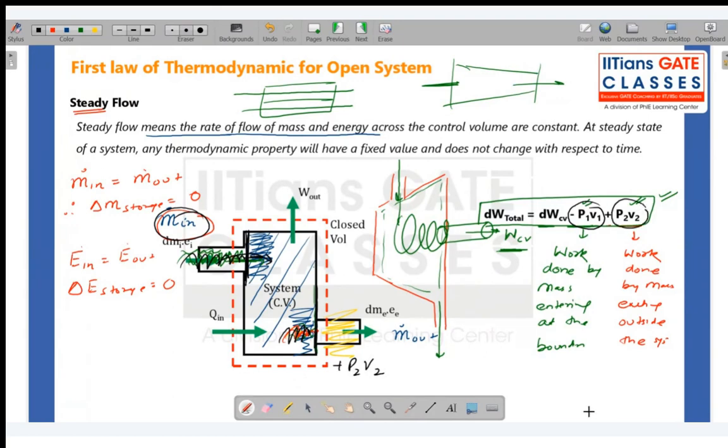Now, there could be a different kind of work depending on your system. So for example, you have a turbine. This is minus P1V1. This is plus P2V2. But something else is also happening. This fluid is rotating your shaft. The shaft work you are also getting. So control volume work, it is called, is happening due to the mass inside the system, and it is crossing the boundary, of course. That is called control volume work. If it is a compressor, then it will be minus dW. If it is a nozzle, then dW control volume will be zero because only mass is coming in, mass is going out. That's all. Heat exchanger: mass is coming in, mass is going out, dW control volume will be equal to zero. Got it?